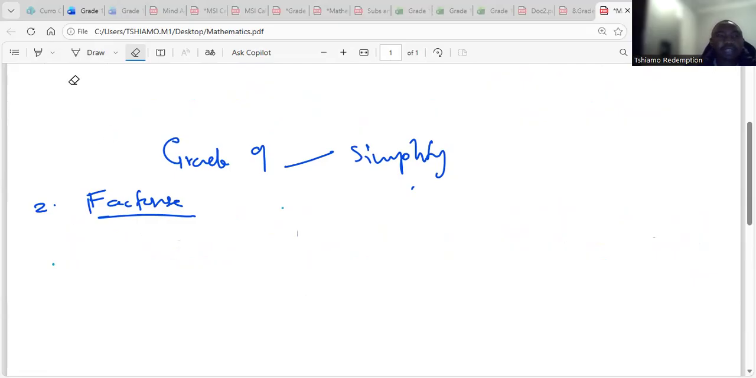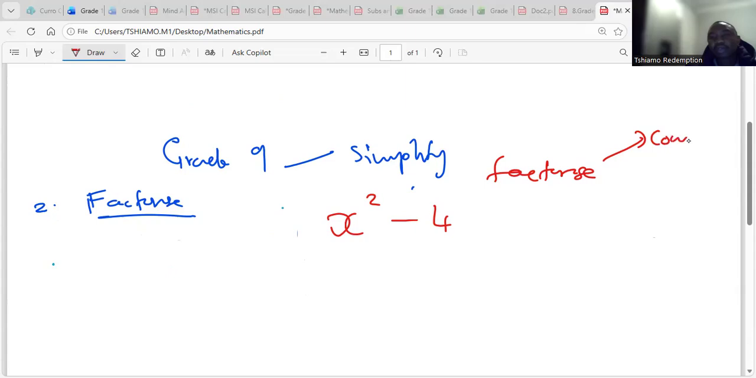Now, say you're given something like this, x² − 4. And the question says factorize. So from what we've done now, we spoke about a common factor. We spoke about a common bracket. In this case, those two methods do not apply. So what are we going to do now?